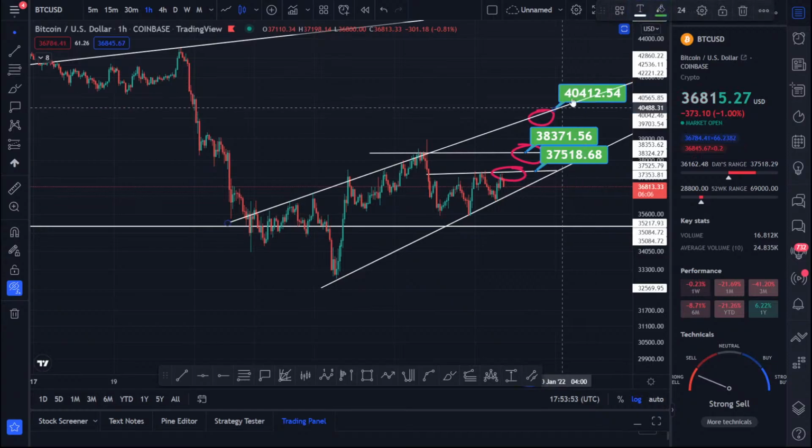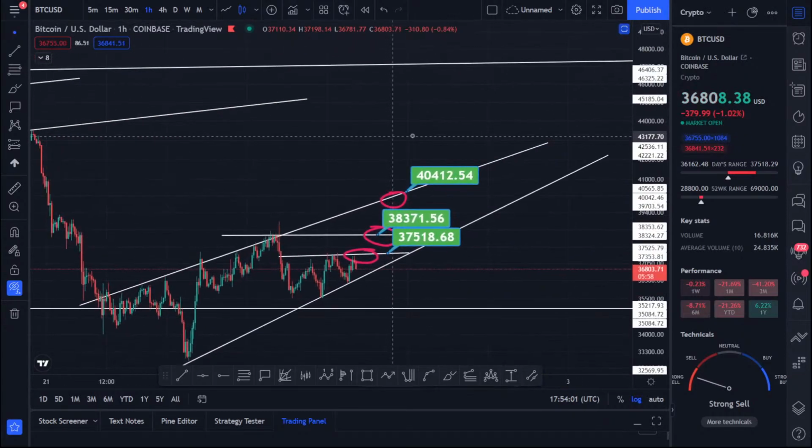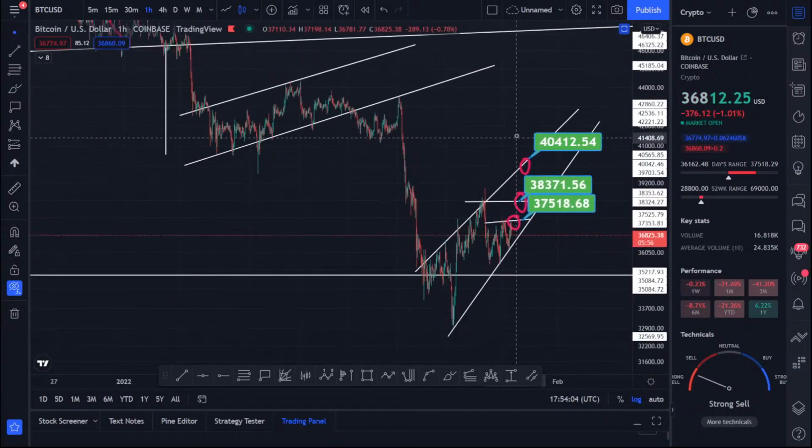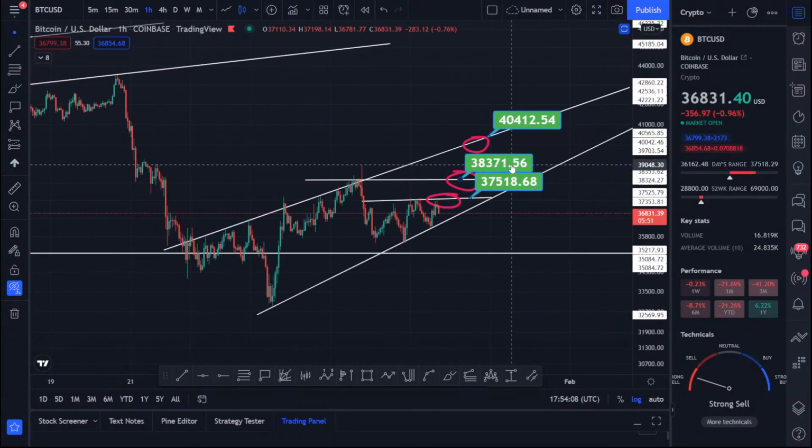This you break all these three levels, then yep, close a 4 hourly or daily candle above this, then maybe the momentum can shift to the upside and we can battle these areas. Okay, so there are a lot of resistances at this level, so just watch out for them.